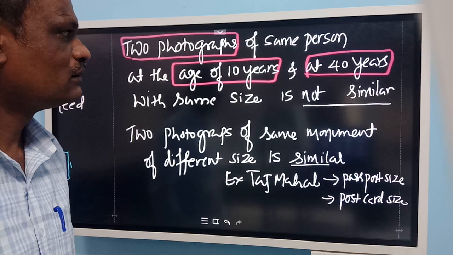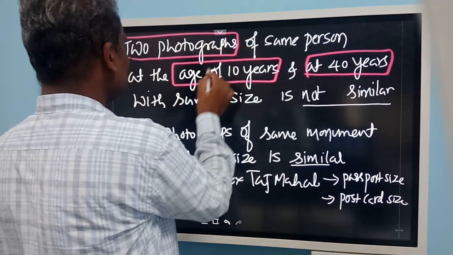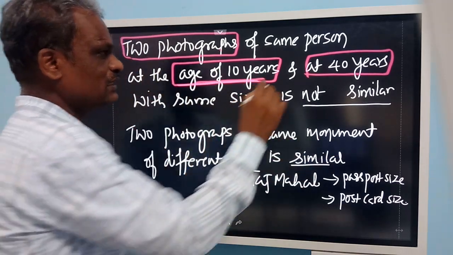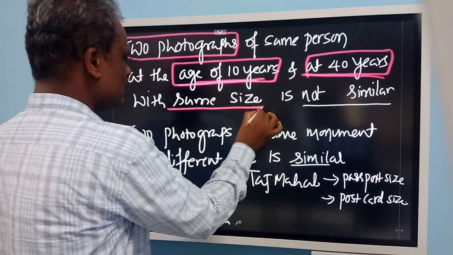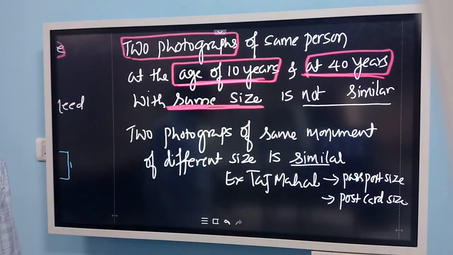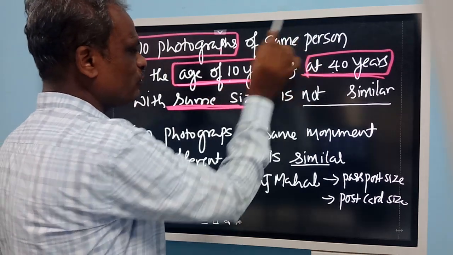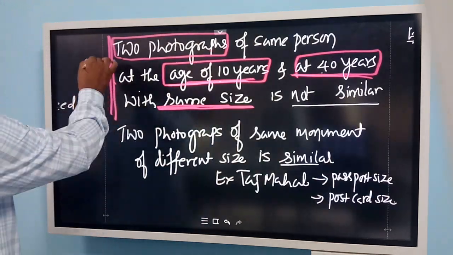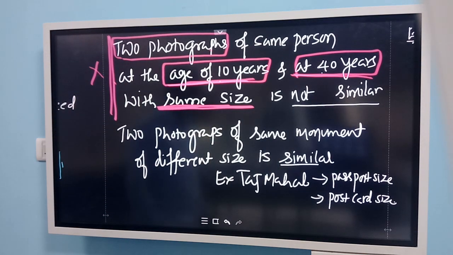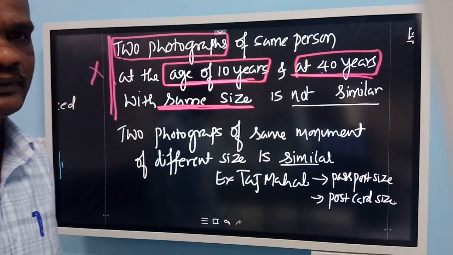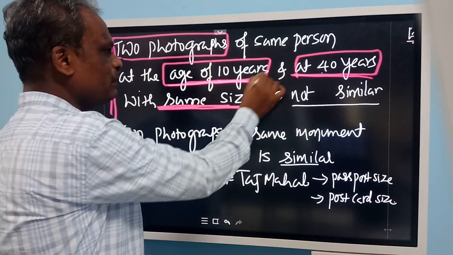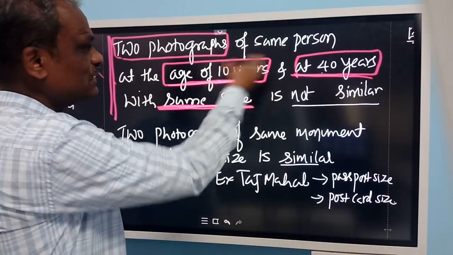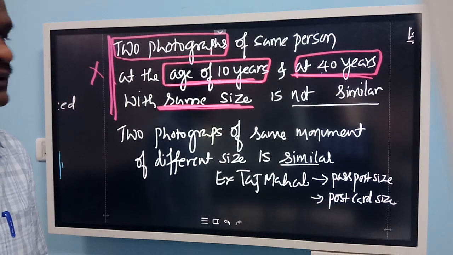Are they similar? No. The size is the same, but one is taken at the age of 10 years and the other at the age of 40 years. I have taken passport size photographs only, but one is at 10 and one is at 40 years. So these two photographs are not similar. You cannot write that they are similar because growth will be there. The person may have grown into a different shape. At the age of 10 he may have one shape, at the age of 40 a different shape. Photograph size is the same, but since the shapes are different, they are not similar.